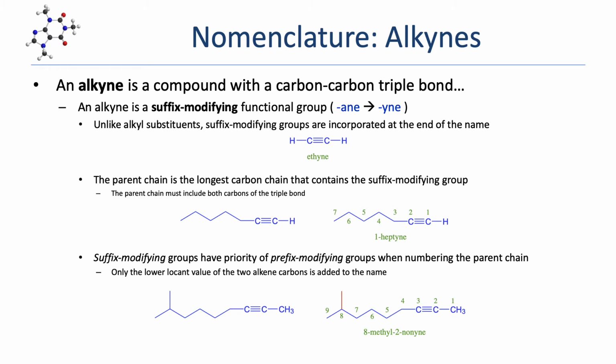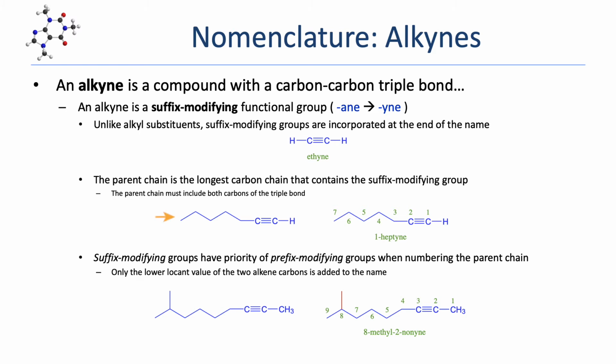Now, because an alkyne is a suffix modifying group, it actually follows all of the same rules that we apply to the naming of alkenes. The parent chain must be the longest carbon chain that includes the functionalized carbons. And again, with an alkyne, because it has that shared functionality, shared over 2 carbons, we must incorporate both of the alkyne carbons into the parent chain. We would then number the carbons of the parent chain, starting from the end that is closer to the suffix modifying group, closer to the alkyne.